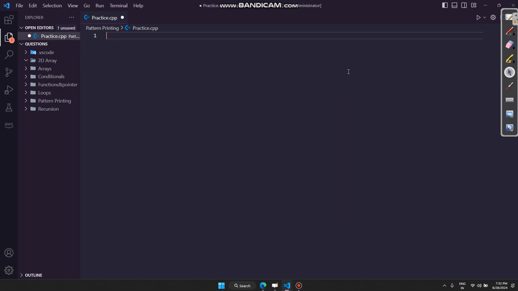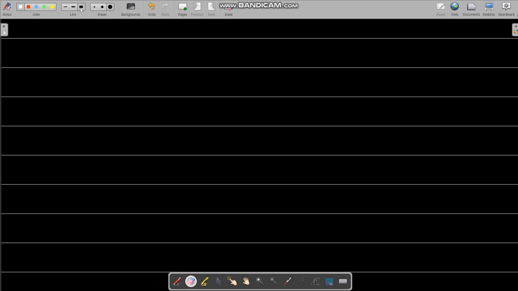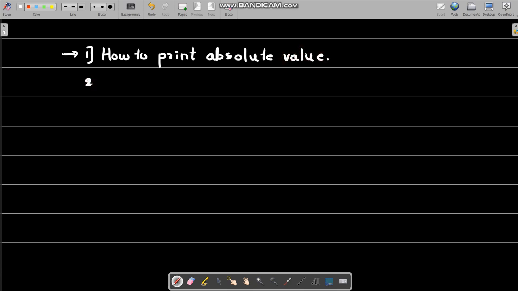So today I will be explaining the logic behind the absolute number, like how to print it. The first question will be how to print the absolute value. And the second will be to check whether a number is divisible by 5 or not.